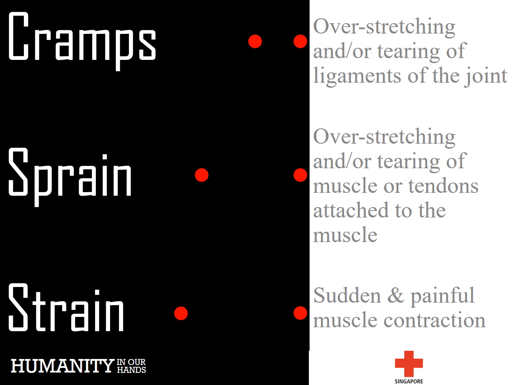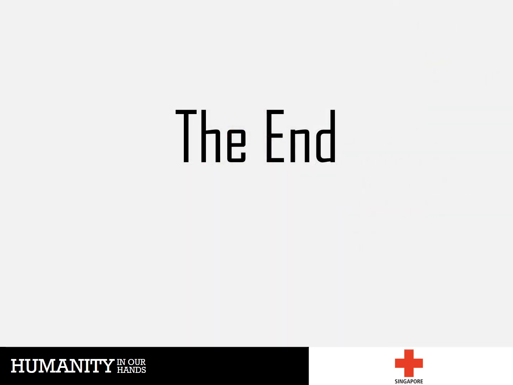Okay, let's try. What is a cramp? Yes, it is a sudden and painful muscle contraction. What about a sprain? You are right. It is the overstretching or tearing of ligaments of the joint. What is a strain? Yes, it is the overstretching and tearing of muscles or tendons attached to the muscle. So you notice the difference? For a sprain, it's usually located at the joint, but for a strain, it's usually located where the muscles are.